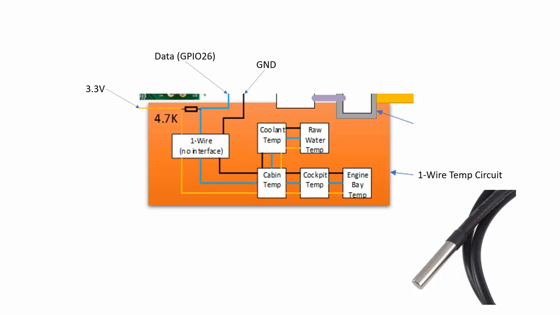I use one wire sensors, and have distributed them in different parts of the boat, mostly around the engine. So coolant temperature, raw water temperature, engine bay temperature, cockpit temperature, and cabin temperature. These have three wires out of them: data, ground, and power. The power is 3.3 volts, never use 5 volts. You should add a 4.7K resistor between the data line and 3.3 volt connection. I have mine on GPIO 26. This is set in the Openplotter GPIO app.